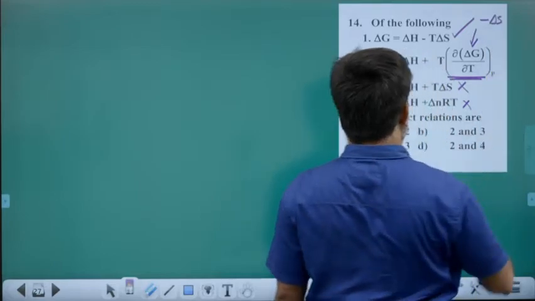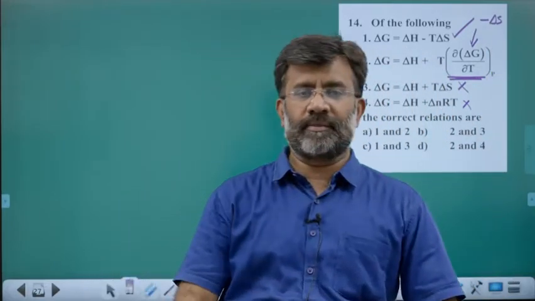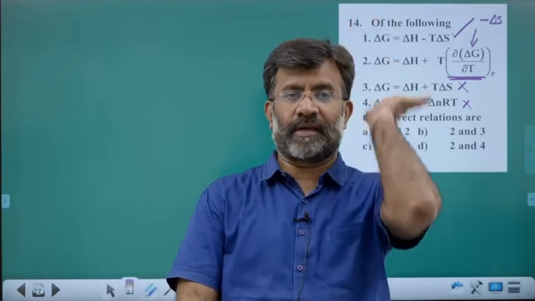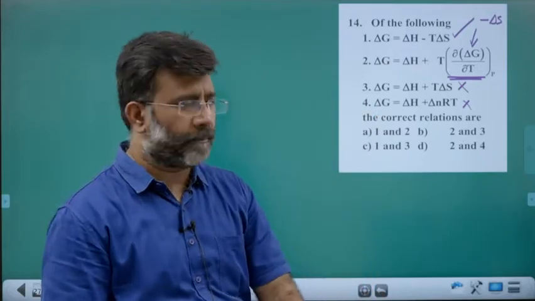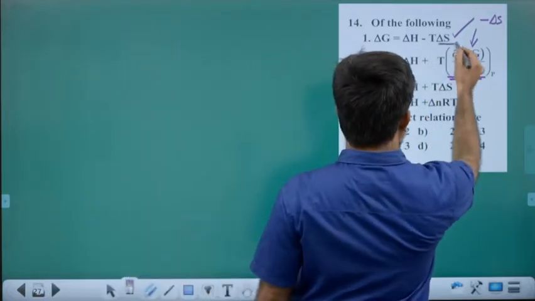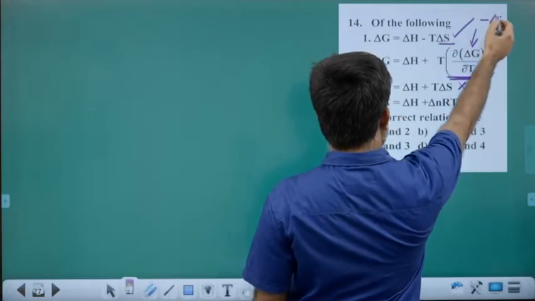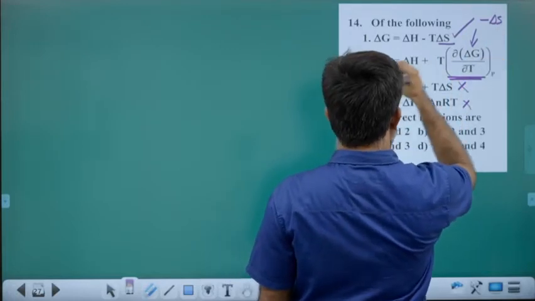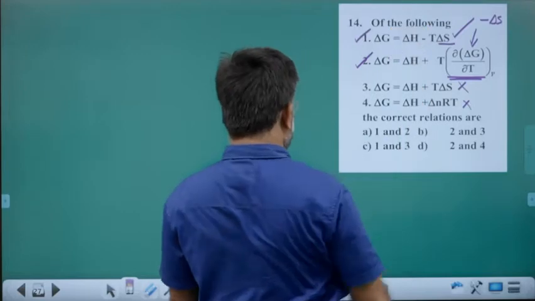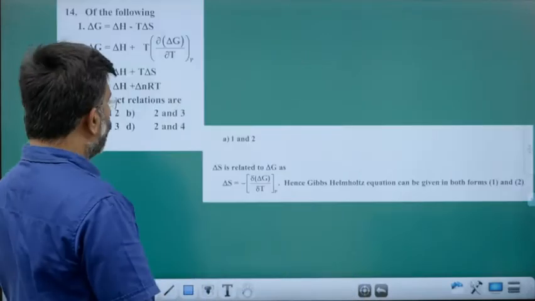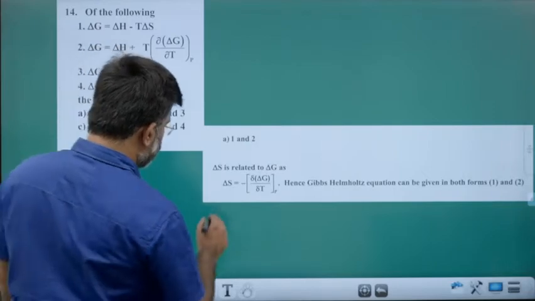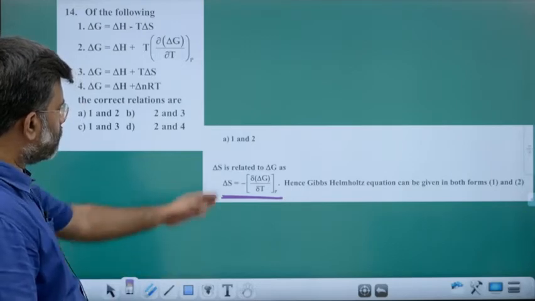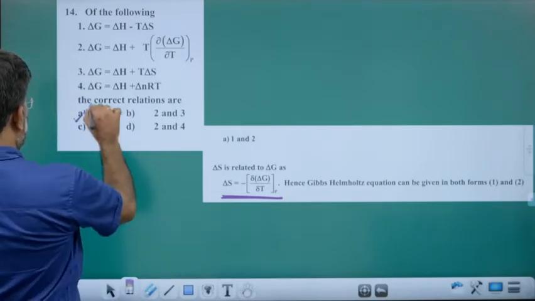minus delta S. Delta S is equal to minus d by dT of delta G. You might have seen that formula somewhere. So substitute this value, you get this one. When you substitute, this equation is correct and this equation is also correct, and the answer must be 1 and 2. You see this? Delta S is equal to minus d by dT of delta G. So substituting in the Gibbs equation, you get option A, 1 and 2.